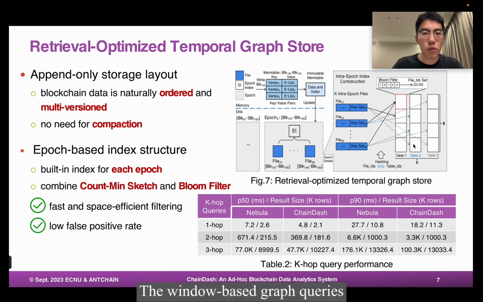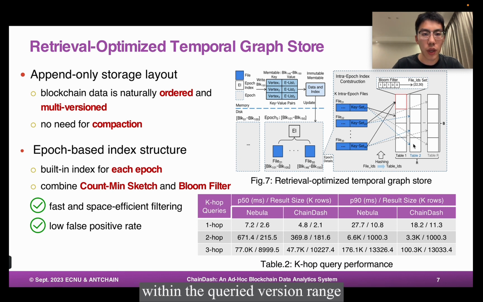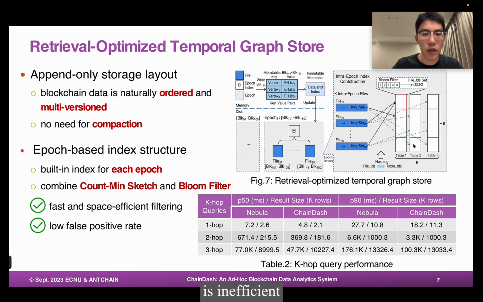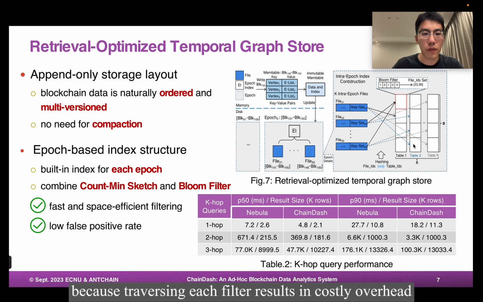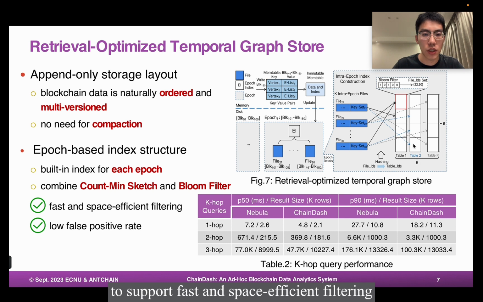The window-based graph queries need to quickly determine the existence of neighbor vertices within the queried version range. However, maintaining the filtering structure per file is inefficient, because traversing each filter results in costly overhead. Therefore, the store builds an index for each epoch, which combines Count-Min Sketch and Bloom filter to support fast and space-efficient filtering with a low false positive rate.